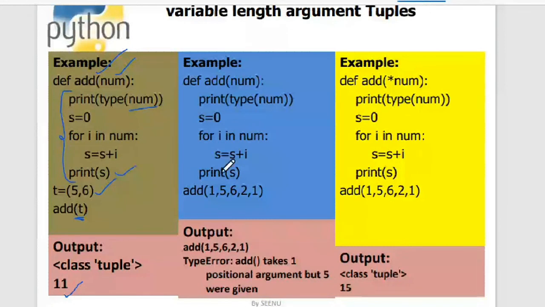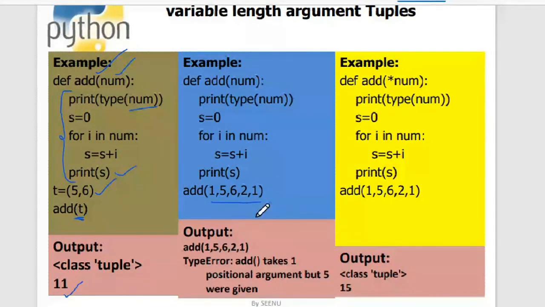Now coming to the second example, there is no tuple here. I'm directly passing some values, 1 comma 5. If this was a tuple, there would not have been any problem. But since this is not a tuple, I'm just passing the numbers 1, 5, 6, 2, 1 directly into num. It says you cannot do that, because num can take only one value. You cannot pass values like this.